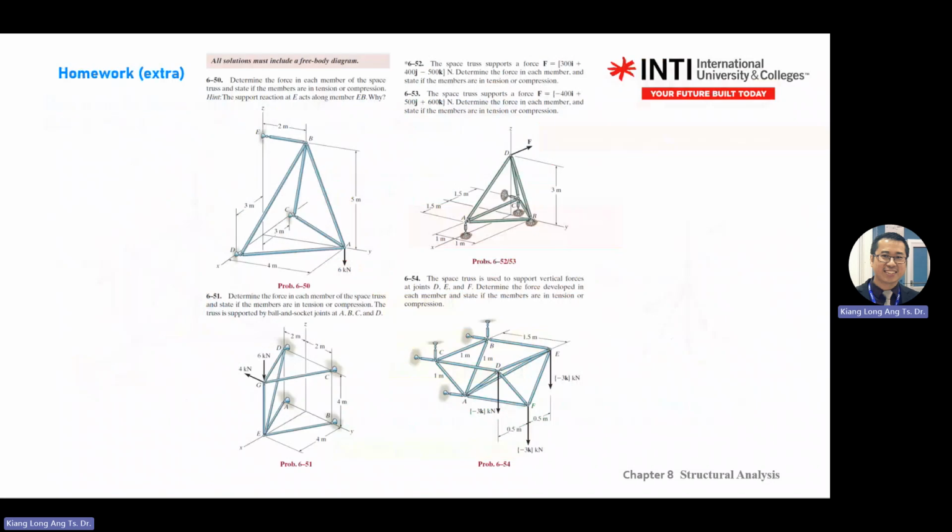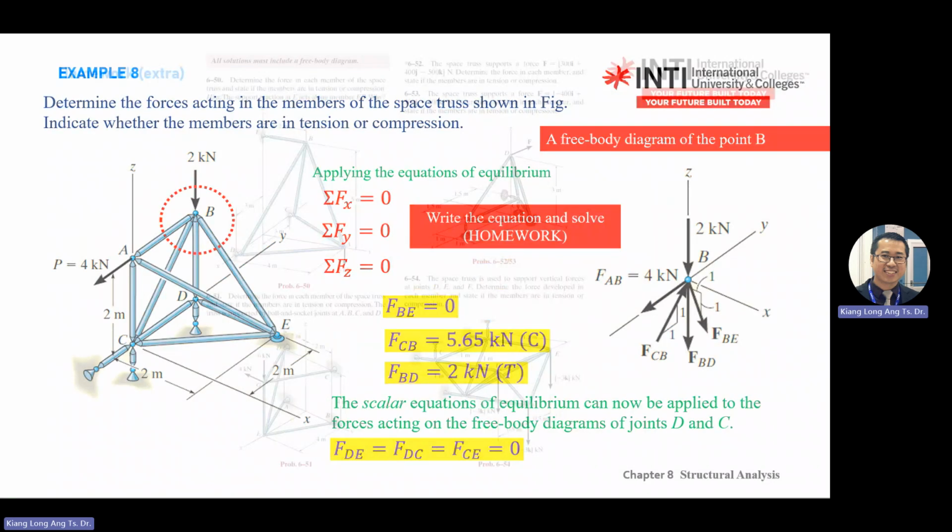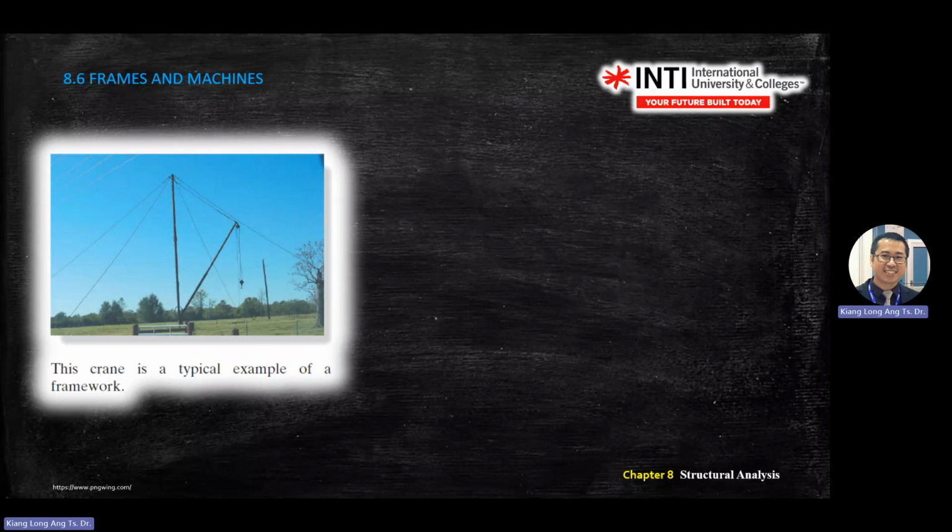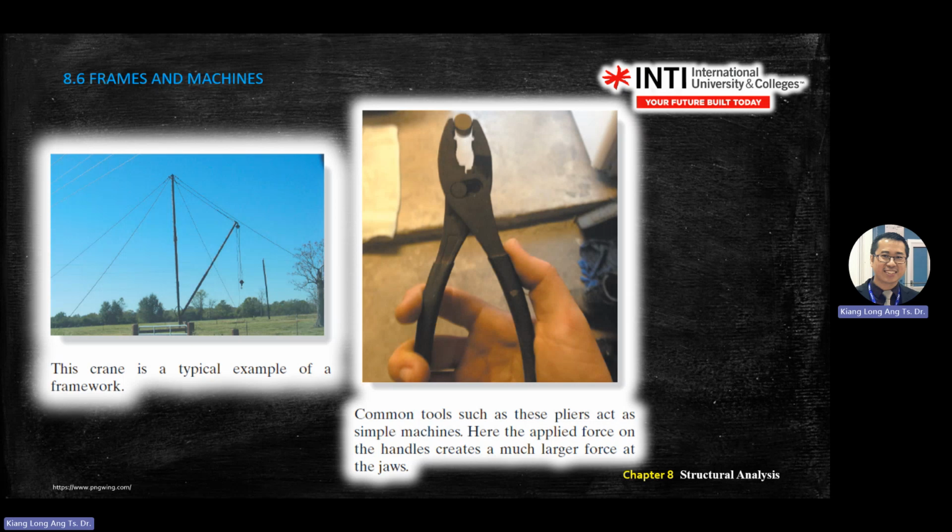So with this, any question? No. With no question, we go into frame and machine. Okay, frame and machine is also like a truss, but when you see the frame and machine, the word machine, the one on the left here is a frame. Frame means you have a pole with the cable. So at least you should be able to identify what is truss, what is frame. Truss is joined with the pin. Then this one frame is just a member and then joined with the cable.